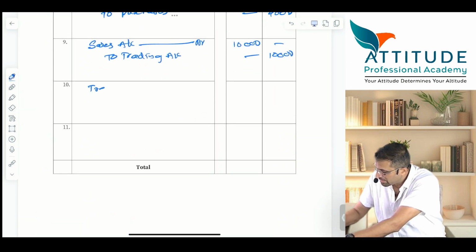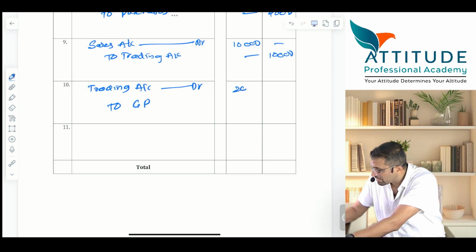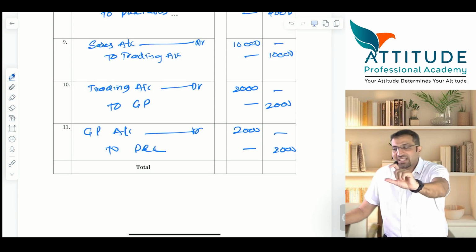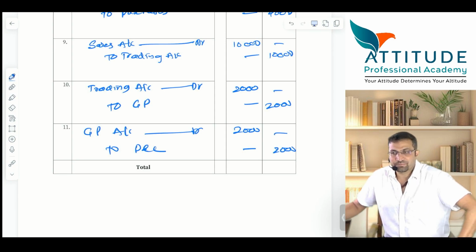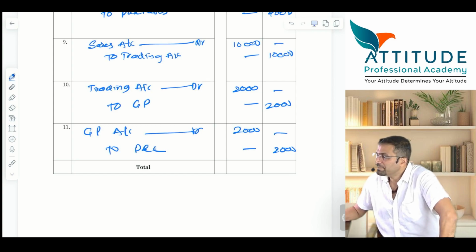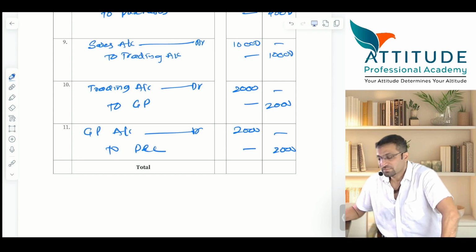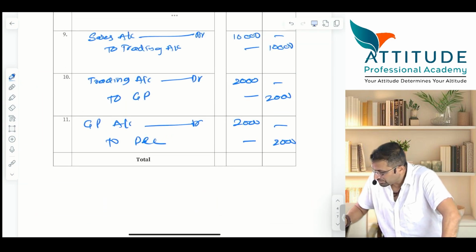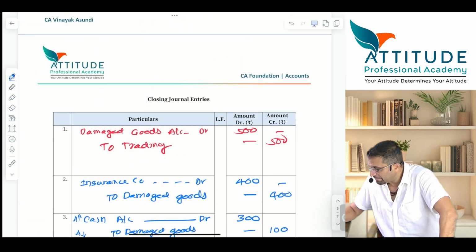Tell me. Trading account debit first. First you have to close trading account. No. Trading account debit to GP. How much? 2000. And then next, GP account debit to P&L 2000. वो balance करने के बाद ही मुझे पता चलता है कि GP कितना है. Now shall we go to NP? Tell me the NP entry.